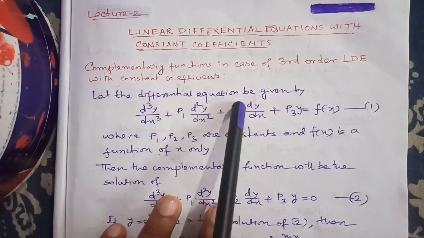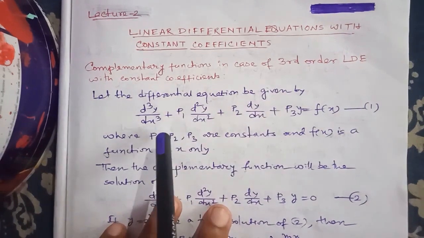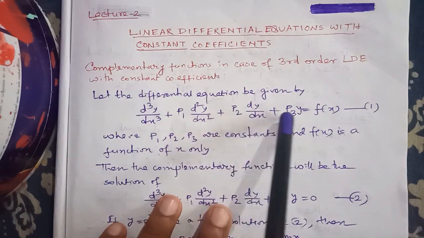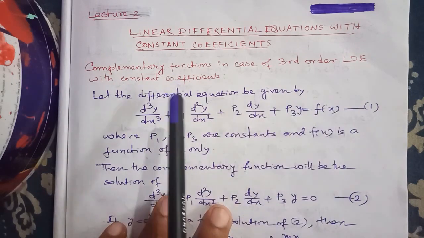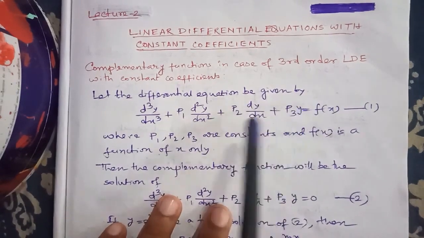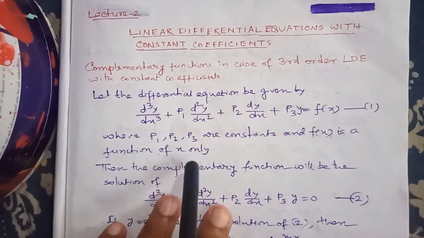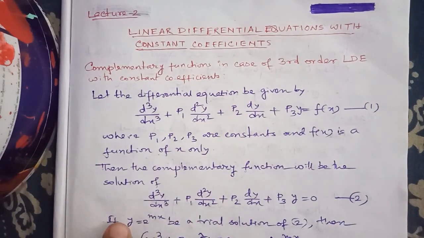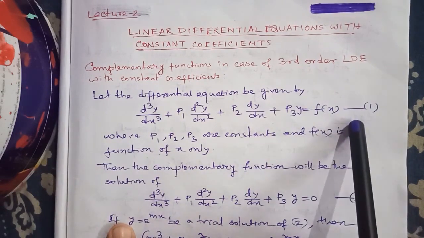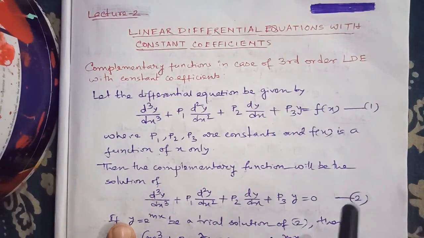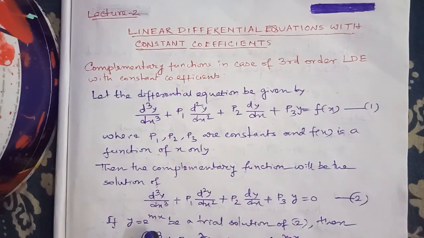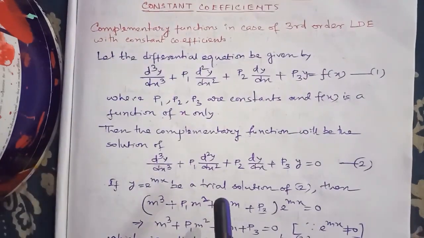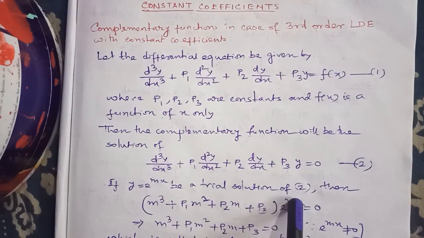Let the differential equation be given by d3y/dx3 plus p1 d2y/dx2 plus p2 dy/dx plus p3 y is equal to f(x). Now here p1, p2, p3 are constants and f(x) is a function of x only. So for its complementary function, we will assume a trial solution. Let's suppose y is equal to e to the power mx be a trial solution of the differential equation 2.